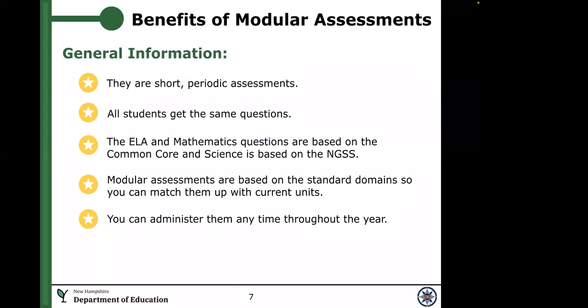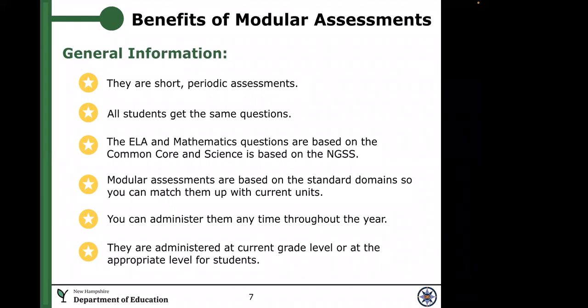Okay, thank you. And then the last thing is they can be administered at your current grade level or whatever the appropriate grade level is for students. So if you have 7th grade students, or 6th grade students, that really need to access a little bit more of the 5th grade standards, you can do that. It becomes a little bit tricky for math because you have to really think about what skills are feeding into your current grade level skills and make sure that if you're administering modulars that they do match up with that.